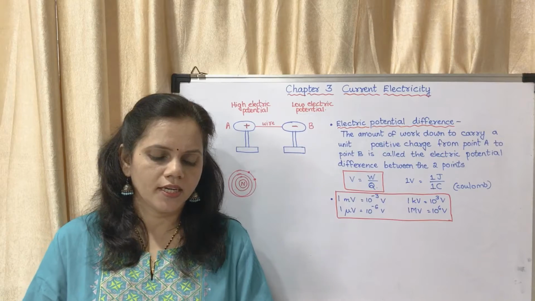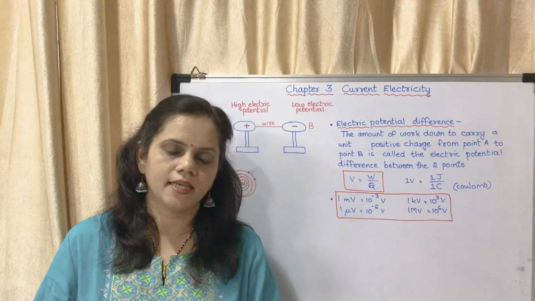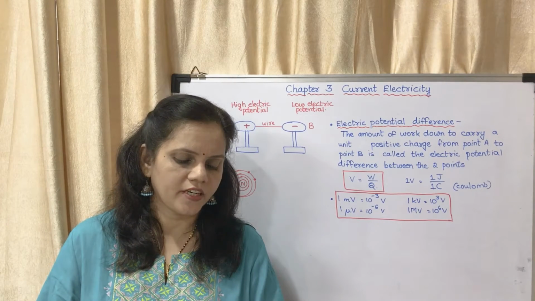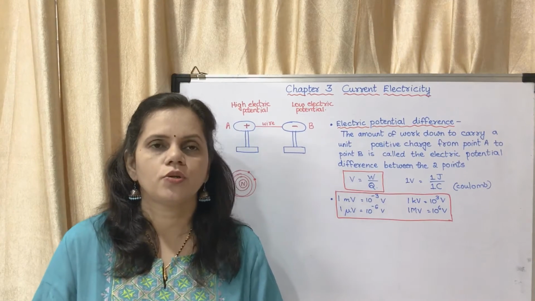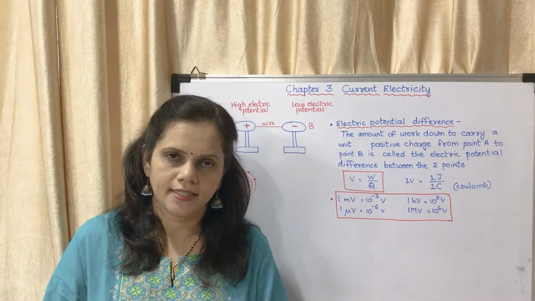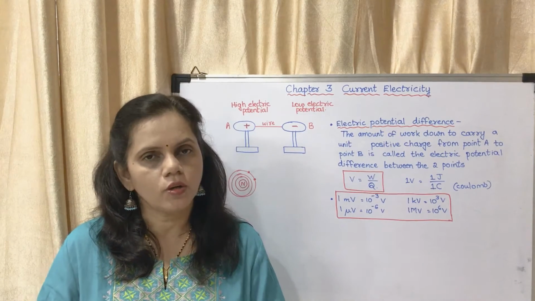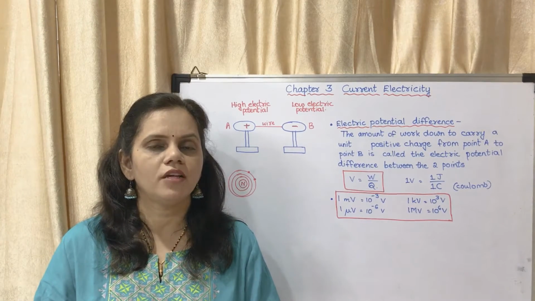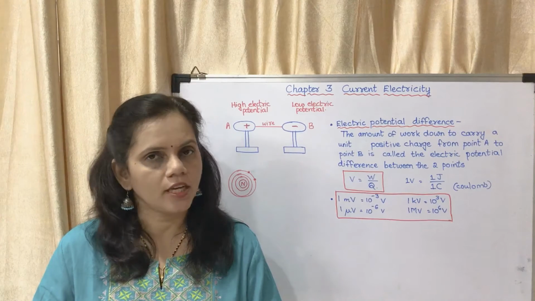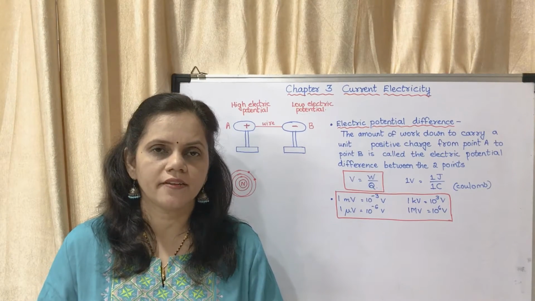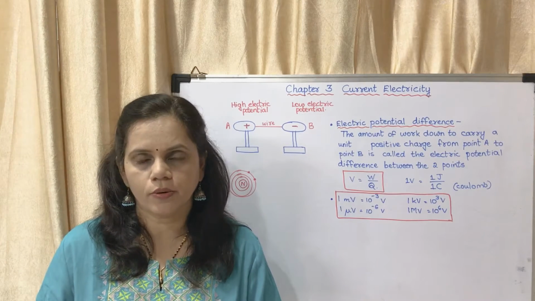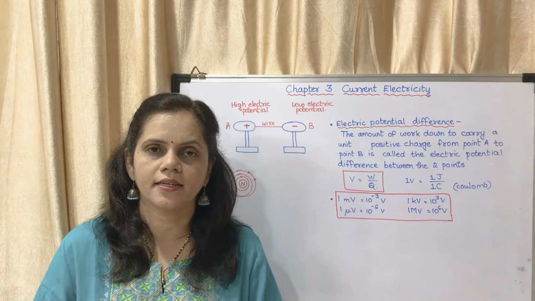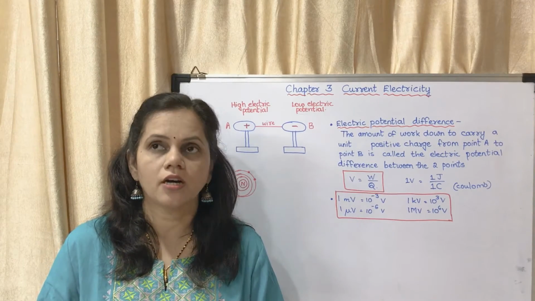This flow will continue until the two conductors A and B have the same potential, that is until their potential difference becomes 0. Okay, so from this we have to understand that the current will flow if there is potential difference. I repeat, the current will flow if there is potential difference. If there is no potential difference, the electrons don't flow. And who provides the potential difference? The potential difference is provided by the cell or the battery, okay, or the supply.